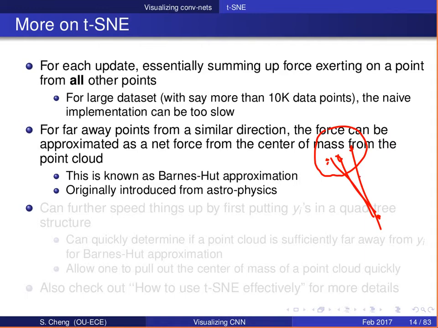So for these points, you just approximate this force by a force applied from the center of, what do you call that? Oh, basically the center of this point cloud. Center of gravity, I'm looking for. Yeah. Then these three forces can be combined into one single force, maybe like this. This speeds up the computation, and this actually has a name. It's known as the Barnes-Hut approximation, interestingly originally from physics.